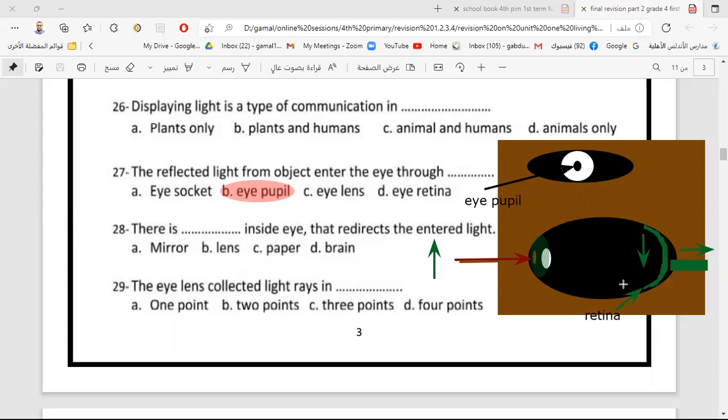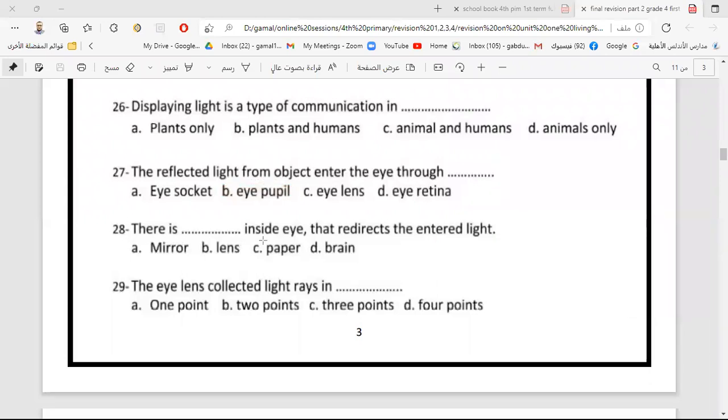There is a space inside the eye that redirects the entered light. Is it the mirror, or the lens, or paper, or brain?